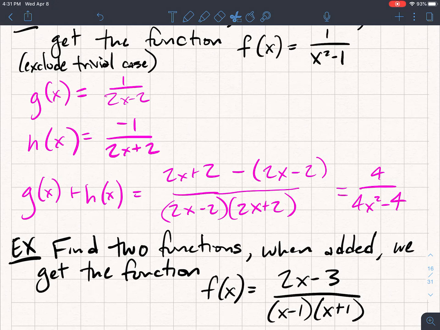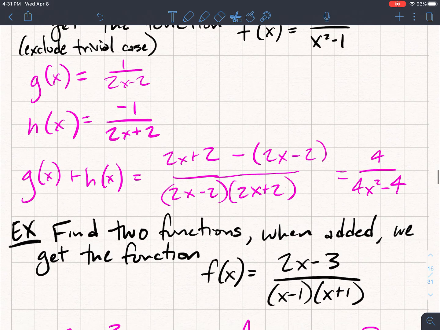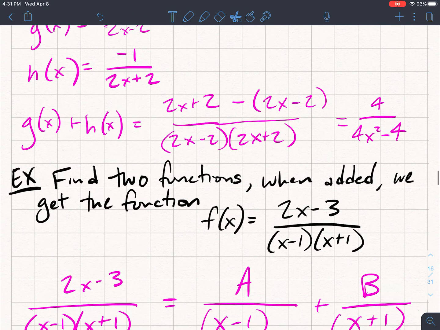Next one! Find two functions. When added, you get this new function f. It's 2x minus 3 over x minus 1 times x plus 1. Pause the video, give it a shot. Welcome back. How'd you do? Here's what I did.